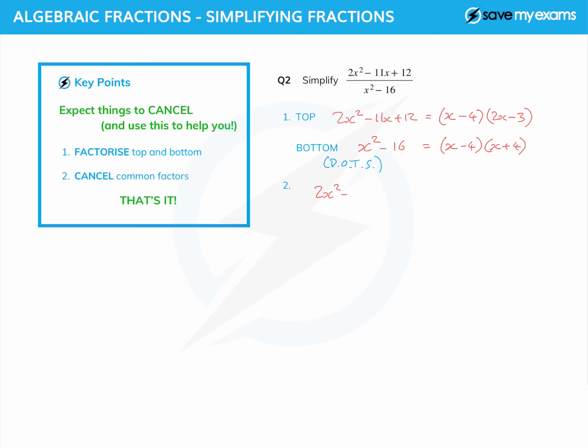Let's just write out the question. Again, 2x squared minus 11x plus 12 over x squared minus 16 is, on the top, x minus 4 times 2x minus 3, and on the bottom, the difference of two squares tells me that it's x minus 4 times x plus 4. And there is a common factor, green cancelling pen, x minus 4 cancels with x minus 4, and I get left with 2x minus 3 over x plus 4. And as I say, these questions shouldn't cause you too many problems.